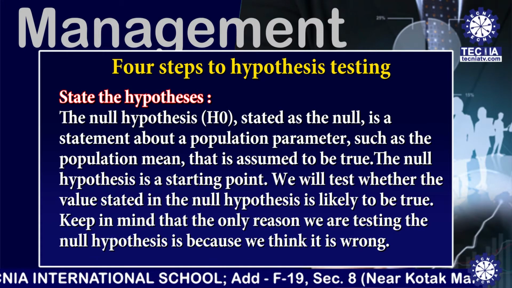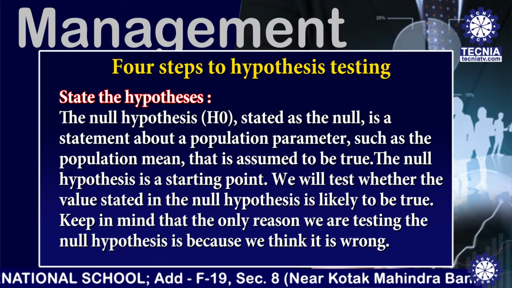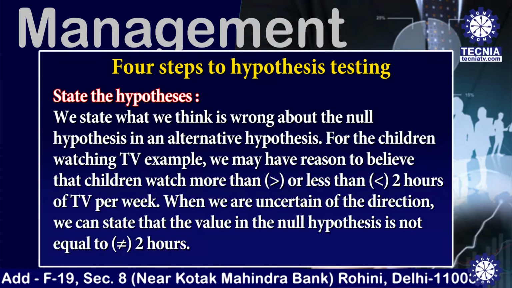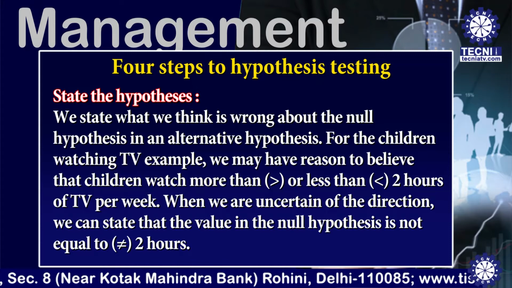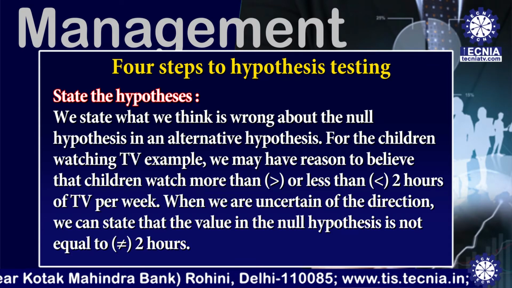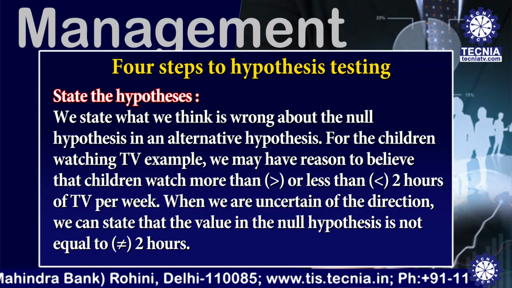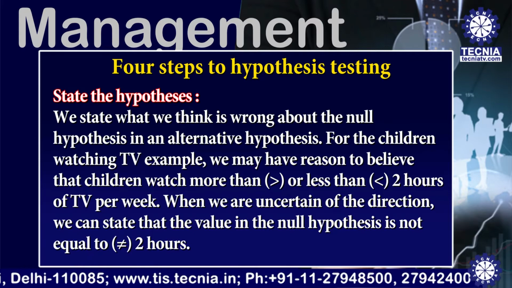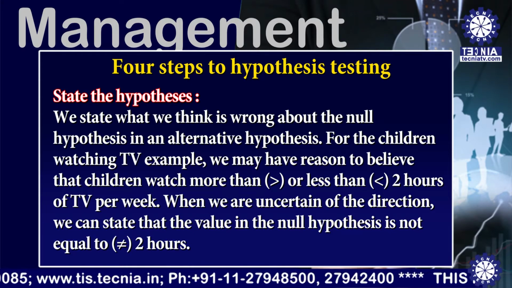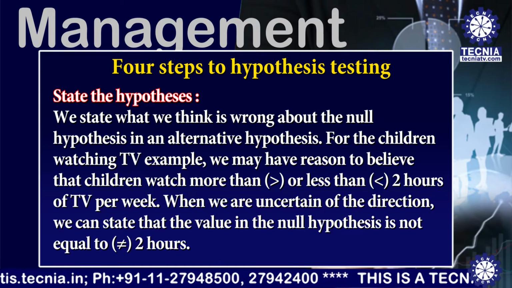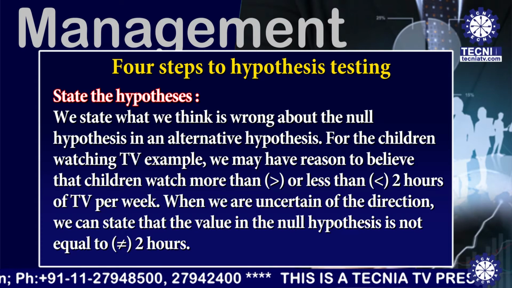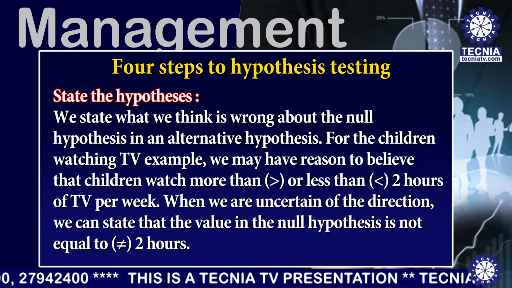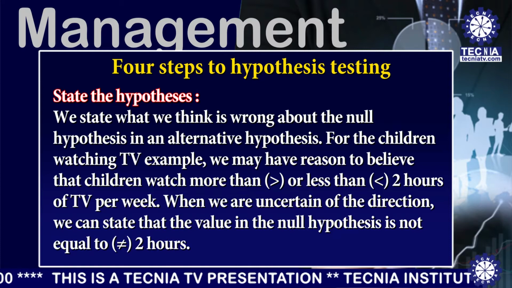Keep in mind that the only reason we are testing the null hypothesis is because we think it is wrong. We state what we think is wrong about the null hypothesis in an alternative hypothesis. For the children watching TV example, we may have reason to believe that children watch more than or less than 2 hours of TV per week in India. When we are uncertain of the direction, we can state that the value in the null hypothesis is not equal to 2 hours.